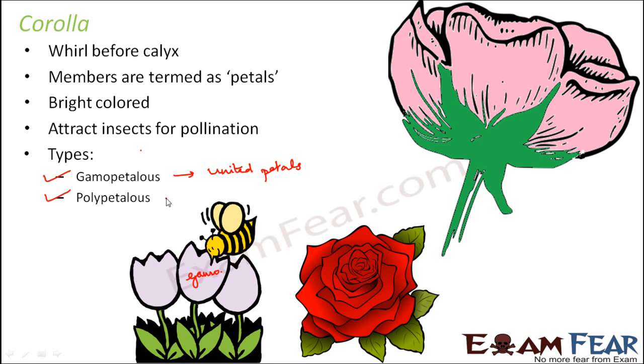Whereas in case of polypetalous, they have free individual petals, and an example would be rose. In case of rose, you can actually distinguish each petal from one another, right? In a rose, you can actually take out each petal. So they are all independent of each other. They are all free petals. So the example of gamopetalous is tulip.